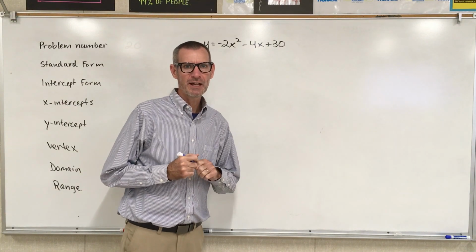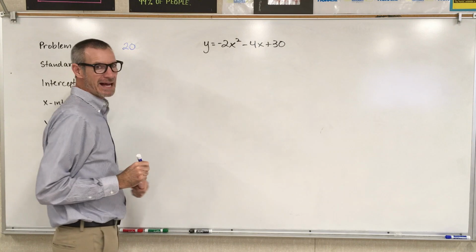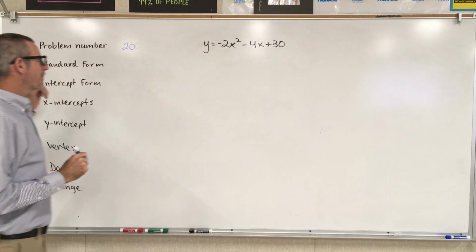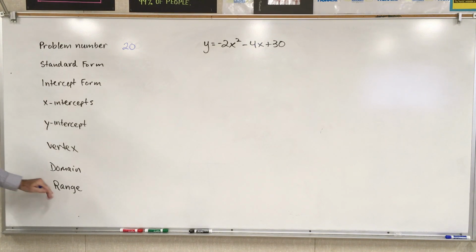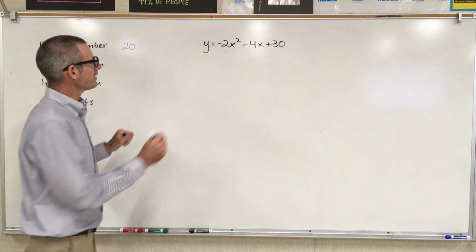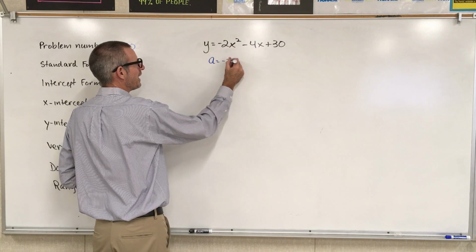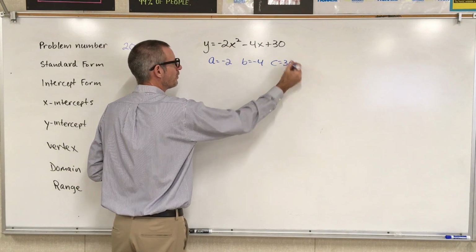Math 2 students, I hope you're ready to do problem number 20 from last night's homework. In problem number 20, they want us to find standard form, intercept form, the x-intercepts, the y-intercept, the vertex, the domain, and the range of this function right here. Well, this function has an a value of -2, a b value of -4, and a c value of 30.